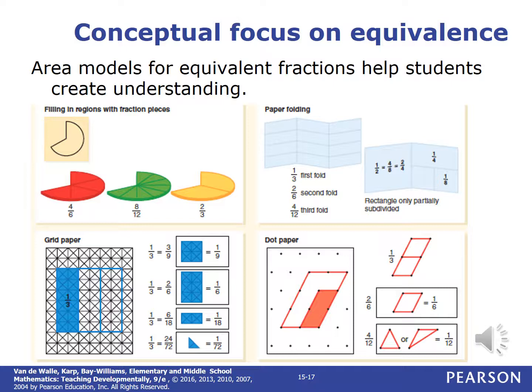I really love the example of the pieces of pie, how you can have 2/3 of a pie expressed in numerous different ways, all depending on the size of the pieces that you cut. But all of the other ones, the paper folding, the grid paper, and the dot paper, also express fraction equivalence quite valuably too.